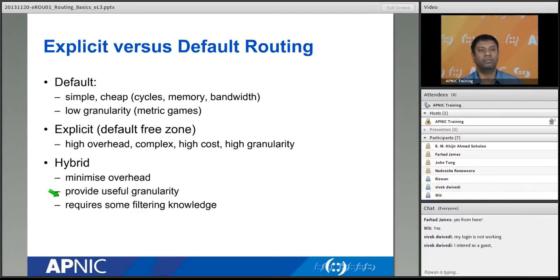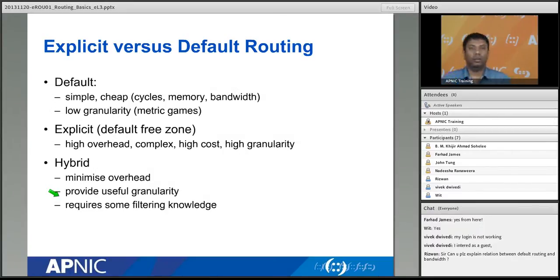Explicit route. What is explicit route? Explicit route means on the router you'll have the whole routing table, right? Oh, there's a question. The question is, can you please explain the relation between default routing and bandwidth?